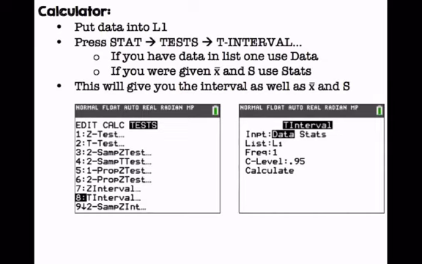Now, for the calculator, to get your answer, you're either going to be given a list of data values, so you'll put all those data values into list 1, or you'll be given the x-bar and the sample standard deviation. So you're going to press stat, then test, then t-interval. If you have the data in a list, you're going to use data, because you have two different options: data or stats. If you were given x-bar and s, you would click on stats, and then put that information in. If you are doing the interval with the data, once you press t-interval, that will give you x-bar, it'll give you s, and it will give you your interval values.